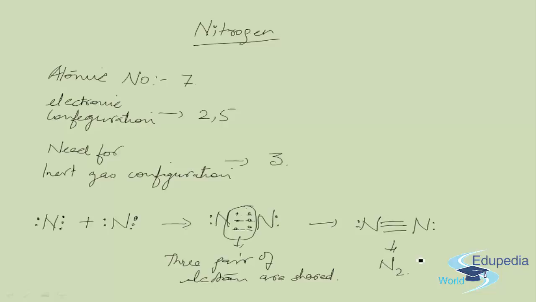Since the nitrogen atoms share 3 pairs of electrons among themselves, the bond between them is called a triple bond. Thus, in the nitrogen gas molecule, the 2 nitrogen atoms are held together by a triple bond. In the nitrogen molecule, each nitrogen has 8 electrons in the outermost shell. Now it is more stable than the nitrogen atom.